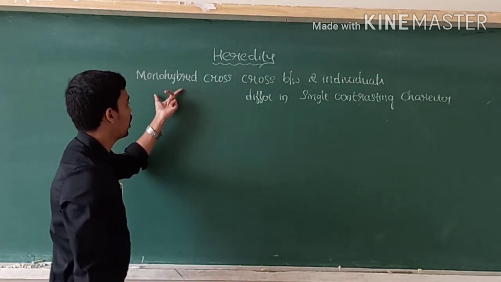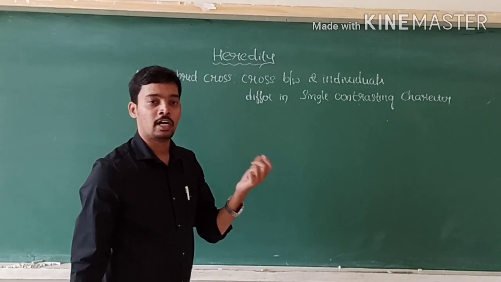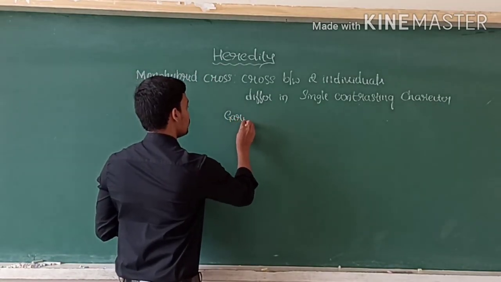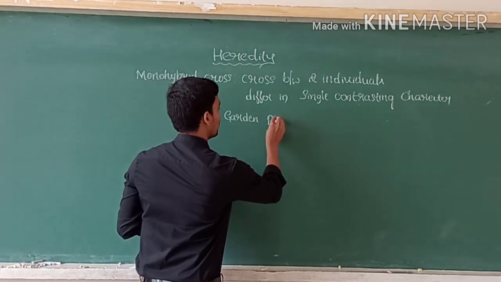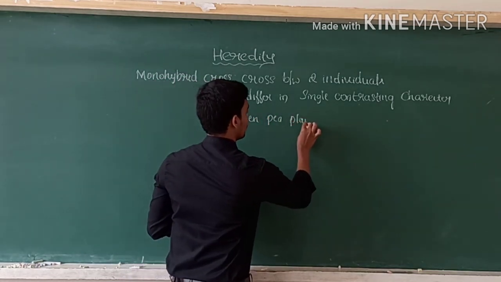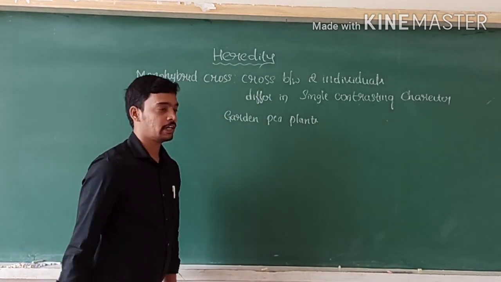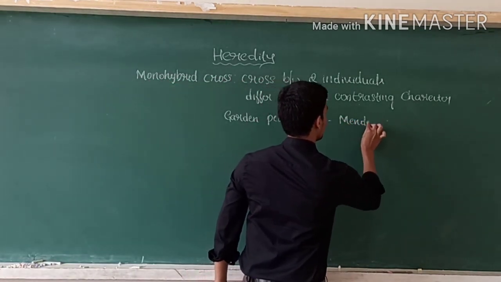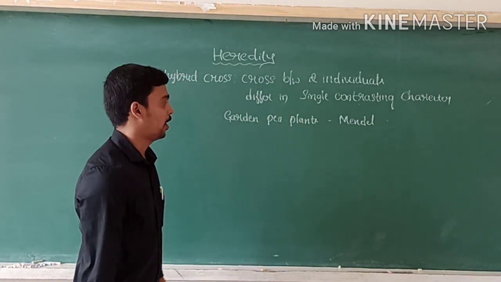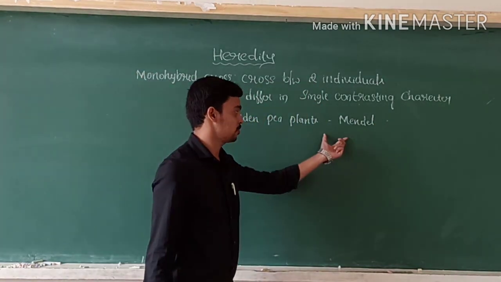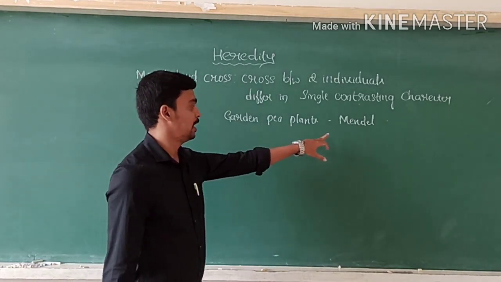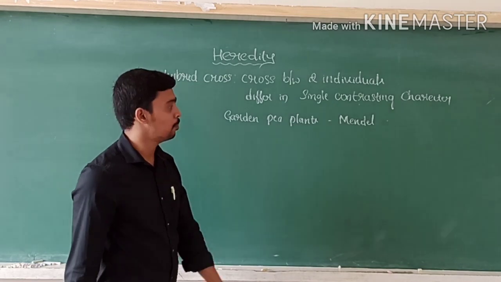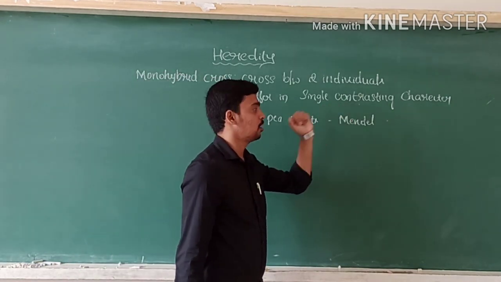Here, this monohybrid cross and dihybrid cross experiments were conducted on garden pea plants by Gregor John Mendel. And he is known as the father of heredity, as well as the father of genetics. He conducted many experiments on the garden pea plants. These pea plants show a number of easily observable contrasting characters.